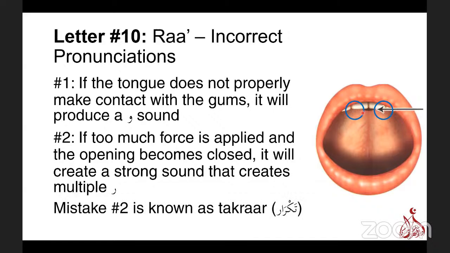In Tajweed, this mistake where you make multiple ra's because you're putting too much pressure is called takrar. Takrar means repetition because you're creating multiple ra's. Ar-Rahman nir. No one does it that much, but it can happen. Ar-Rahman nir-Rahim. You're creating multiple ra's because of too much force. That's called takrar, and that is an incorrect way of pronouncing a ra.